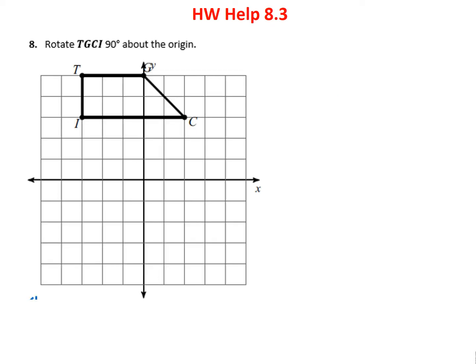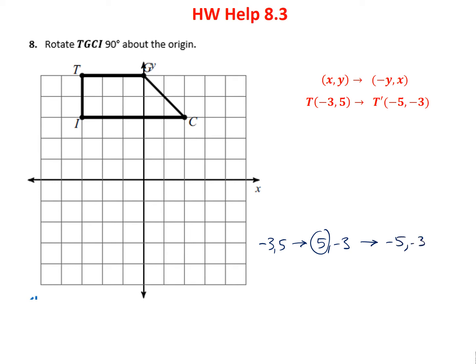Number 8, we're rotating this quadrilateral 90 degrees about the origin. So this is one of those, the 90 and 270, where we flip the x and the y and make one of them the opposite. In this case, we flip x and y and we take the y term and take the opposite of it. So my first one, I'll just do it here so you get the pattern. If I have (-3, 5), I switch them to (5, -3), but then I take the opposite of the first one, so I end up with (-5, -3).